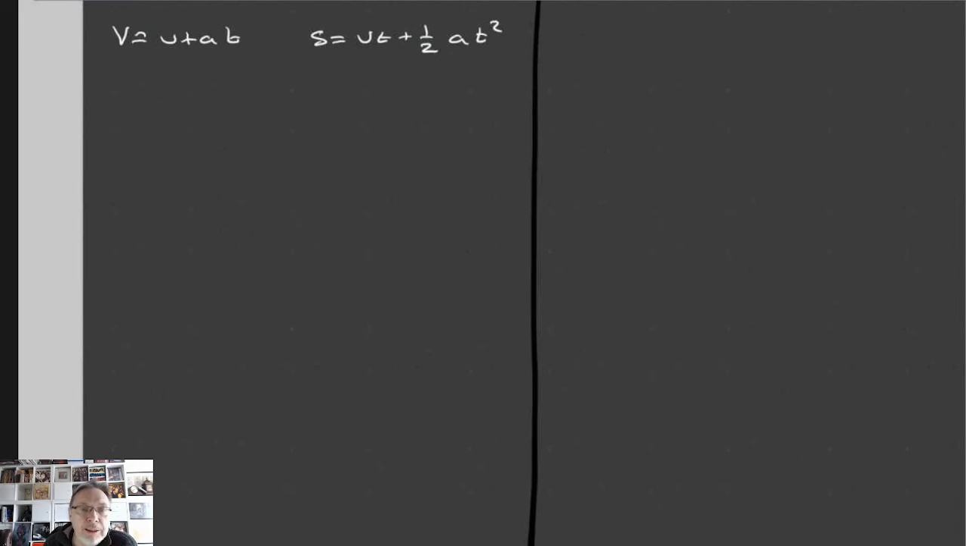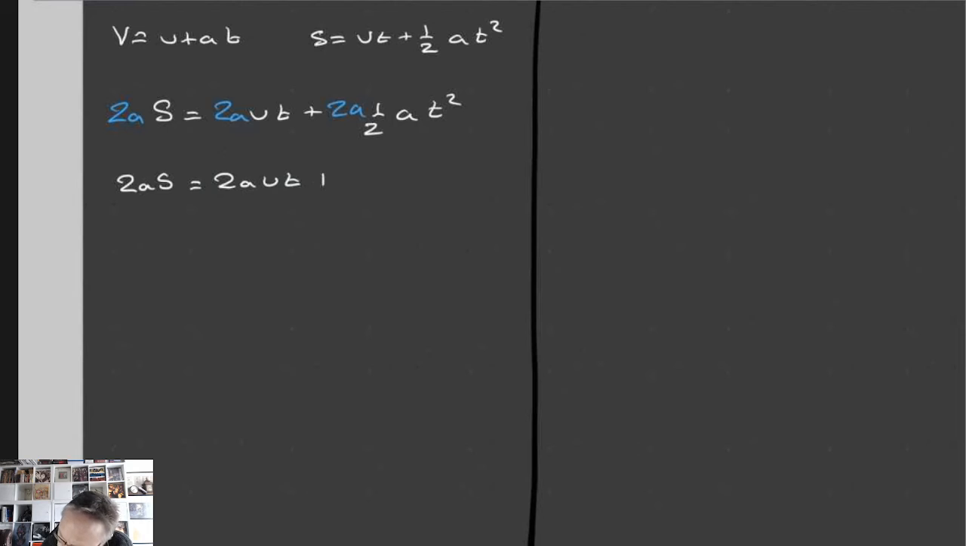Now note that I'm leaving gaps in the equation here. s is ut plus a half at squared. And what I'm going to do is multiply this equation throughout by 2a. So my equation becomes 2as is 2aut plus, and the 2 and the half cancel, and I get a squared t squared.